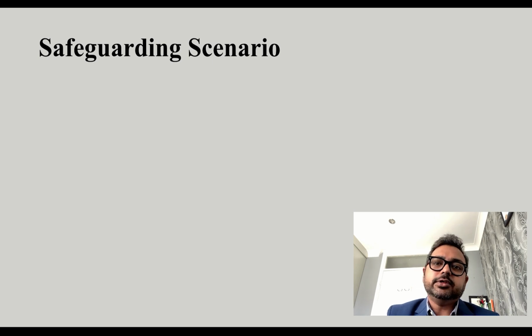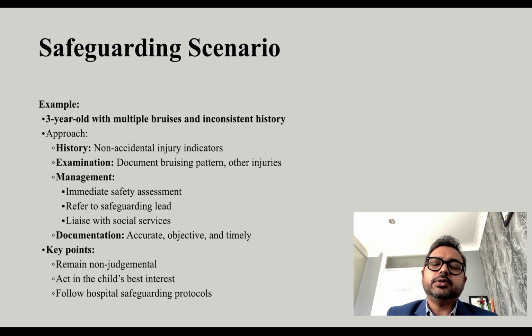Let's discuss the safeguarding scenario. Suppose a 3-year-old boy presents with his parents with multiple bruises and an inconsistent history. How do you approach this? You need to take a proper history, considering the non-accidental injury indicators. A proper history and proper documentation is very important because it will be used for legal purposes.